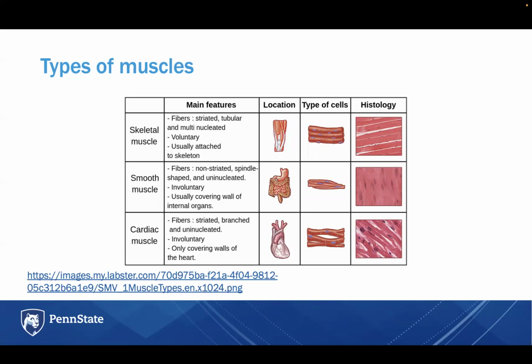The first is the skeletal muscles, and its fibers are striated, tubular, and multinucleated. It is voluntary and usually attached to a skeleton.